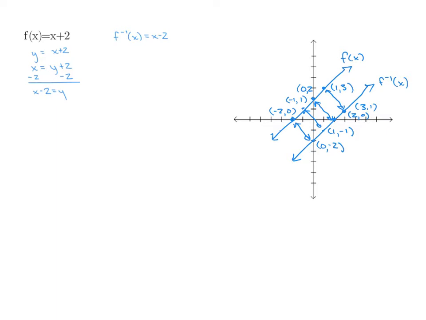Another thing that we want to look at is the line y equals x. So line y equals x has a slope of 1, and it goes through the origin. If you notice here, it is symmetric about this line. All right, let's go ahead and look at some other examples.